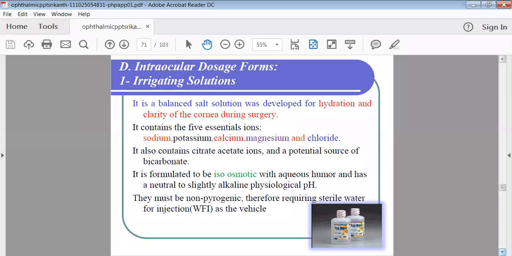Generally, such an irrigating solution contains sodium, potassium, calcium, magnesium, as well as chlorides. It contains citrate, acetate, ions, and a potential source of bicarbonate. They are formulated to be isoosmotic with the aqueous humor and have a neutral to slightly alkaline physiological pH. Generally, they should be non-pyrogenic, and they must be sterilized prior to utilization. So these are called irrigating solutions.